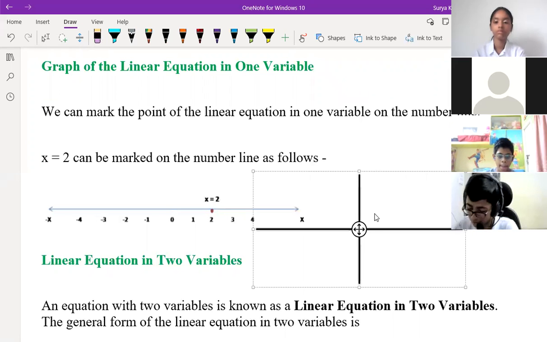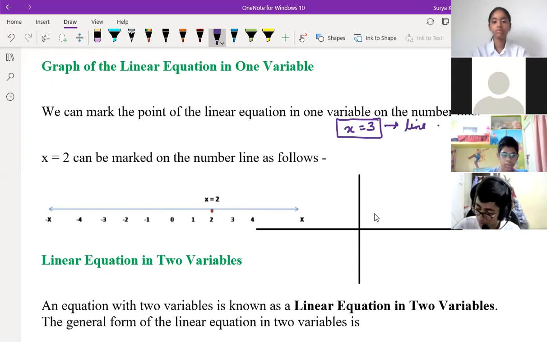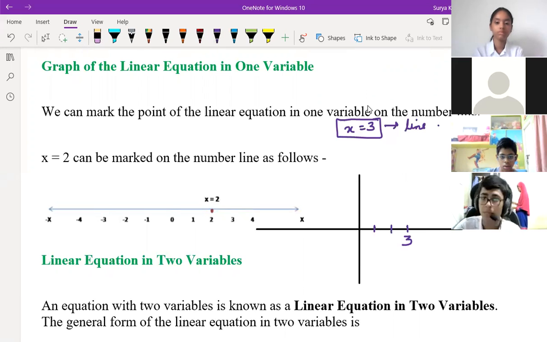See, once again I'll tell you. If this is a graph, and I'm asking you to draw the graph for x is equal to 3, first of all, this is a line only. This is not a point. So where does x is equal to 3 lie? 1, 2, 3. This is the 3. We should draw a line parallel to the y-axis. So you are getting a line like this.